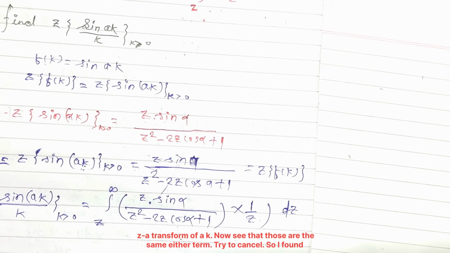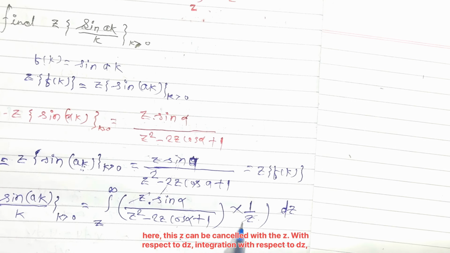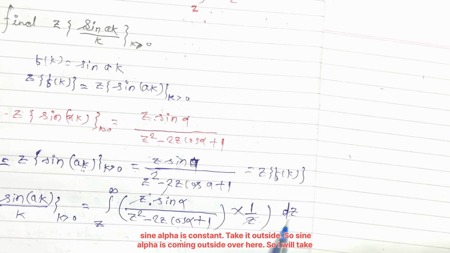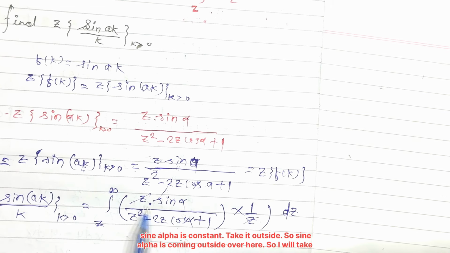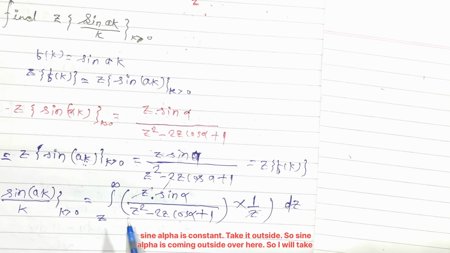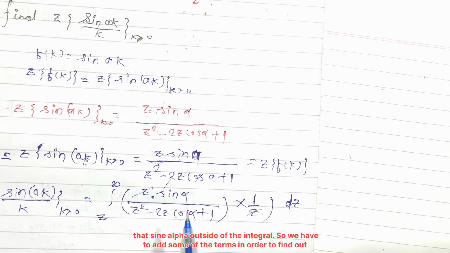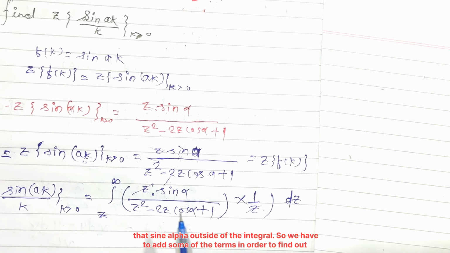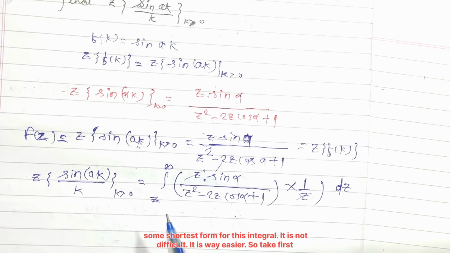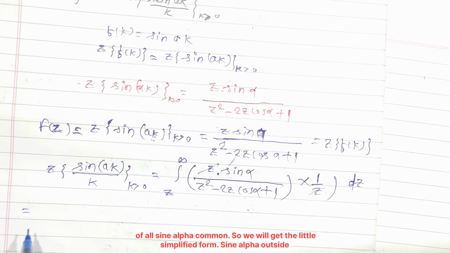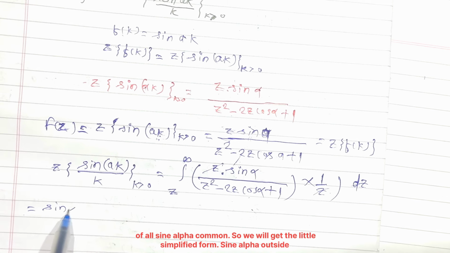Now see that those are similar terms, so try to cancel, guys. This z can be cancelled with this z. With respect to dz, sine alpha is a constant, so take it outside of the integral. We have to adjust some of the terms in order to find the shortest form for this integral. It's not difficult, it is way easier. So first of all take sine alpha common, so we get a little simplified form.